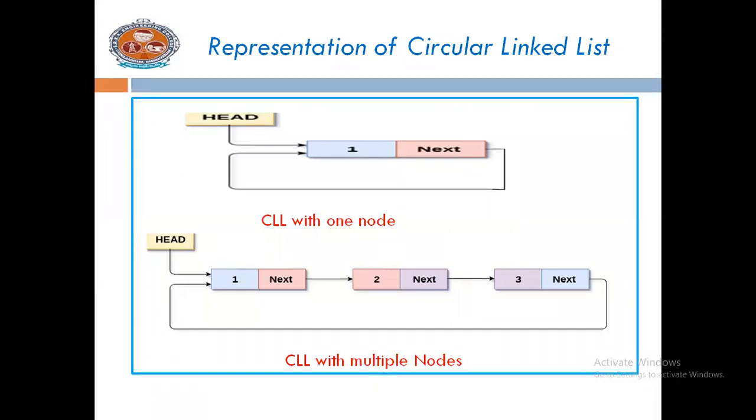Coming to the representation of circular linked list, here we have two types, two variants of circular linked list. The first diagram shows us a circular linked list with only one node, and the second diagram is an example of circular linked list having multiple nodes. If the circular linked list has only one node, that itself is the first node. The first node link path points to itself. If it has more nodes, the last node link path points to head or first node. So in the second diagram, it has three nodes. The last node is the third node. Link path points to head or first node in the list.